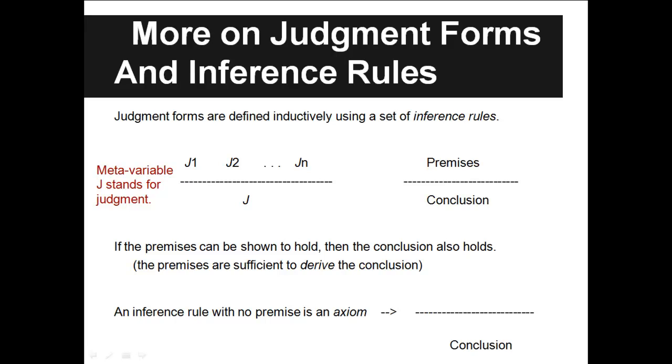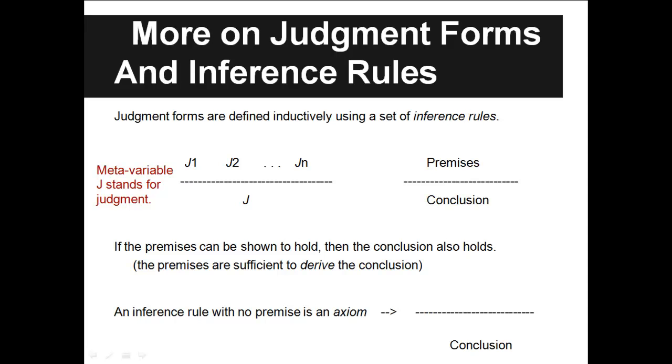If we can show the premises are true, then the conclusion is also true. In other words, the premises are sufficient to derive the conclusion. We will talk about derivations in a minute. You can also see on the slide that it is possible to have an inference rule with no premise. We call this an axiom. This is just a statement that we assume to be true, which serves as a starting point for inferring any other truths.